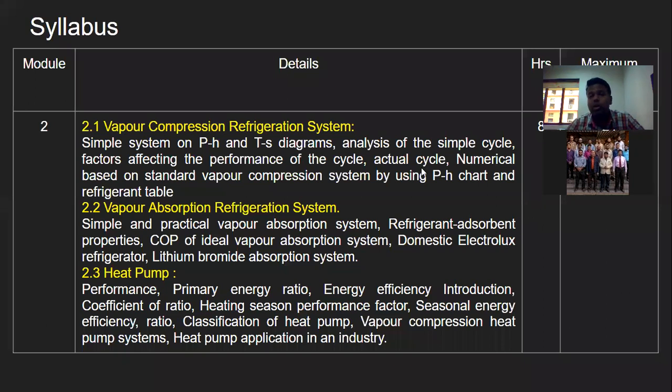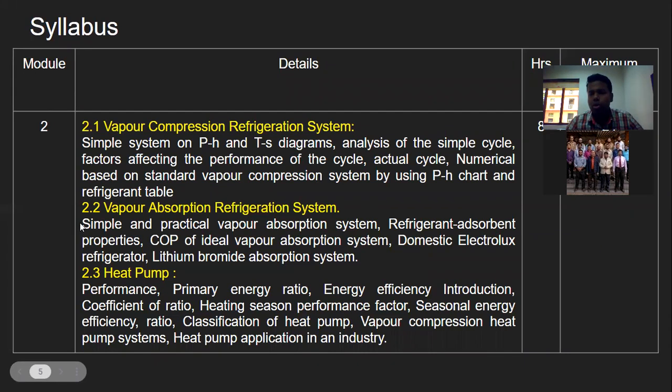At the last, we will solve numericals based on the vapor compression refrigeration system by using the pH chart, pressure enthalpy chart, and refrigerant table. This is the purpose of 2.1. In this module, one compulsory numerical is expected, based on the simple vapor compression refrigeration system, VCRS. All of you should be able to solve a numerical based on it, and after that we will go to the vapor absorption refrigeration system.